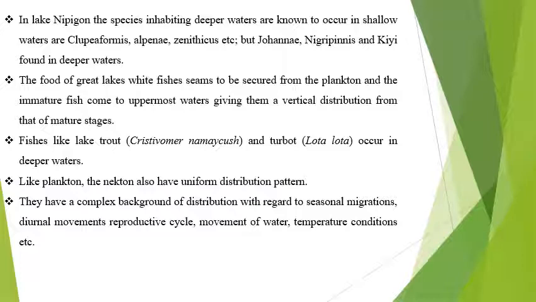In Lake Nipigon, the species inhabiting deeper waters are distinguished from shallow water species; the clupeiforms and other species are found in the deeper water. The food of the Great Lake whitefish seems to be secured from the plankton, and the immature fish come to the uppermost water, giving them a vertical distribution different from the mature stage. In whitefishes, the food is secured from the plankton by the immature fish on the upper layer, while the mature fish are found in the deeper region. So there is a clear-cut distribution of the food and the planktonic strata.